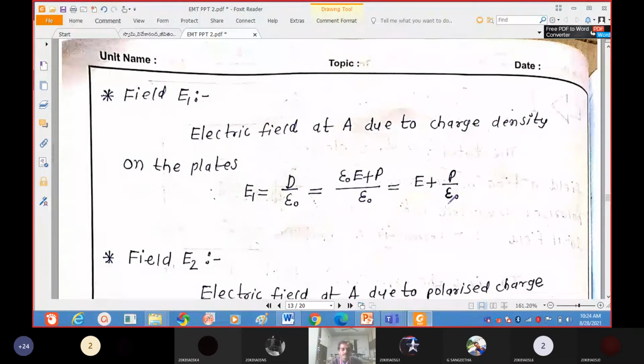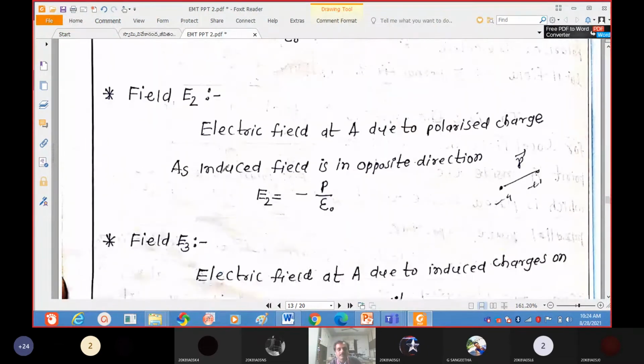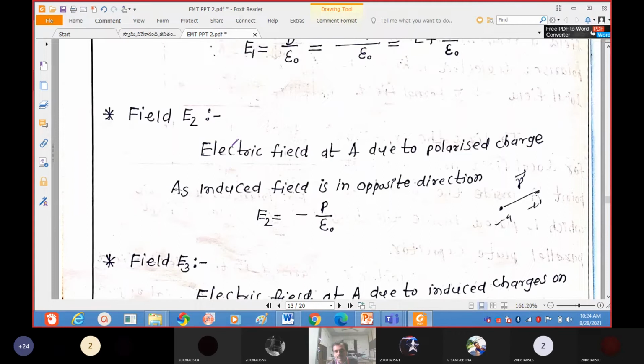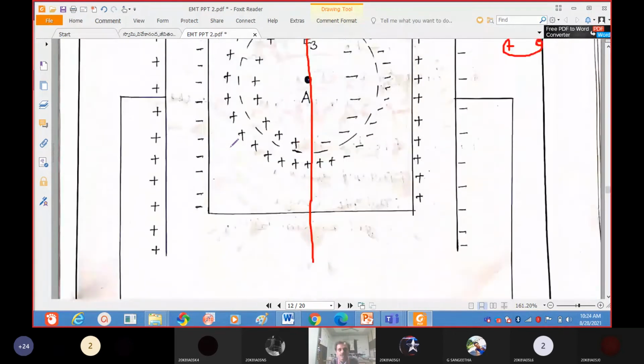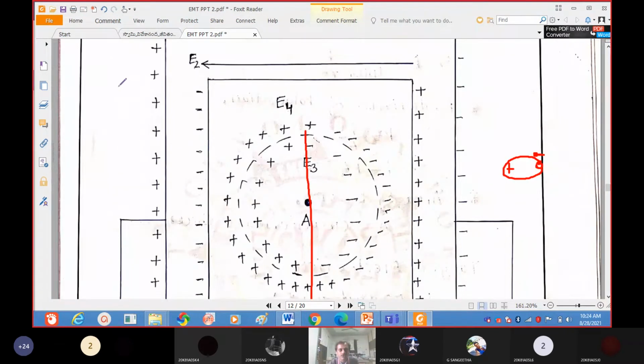Now coming to the electric field due to induced charges. Here polarization occurs, so these are the induced charges. Due to these induced charges, some electric field will occur. That electric field E2 is equal to P by epsilon naught.